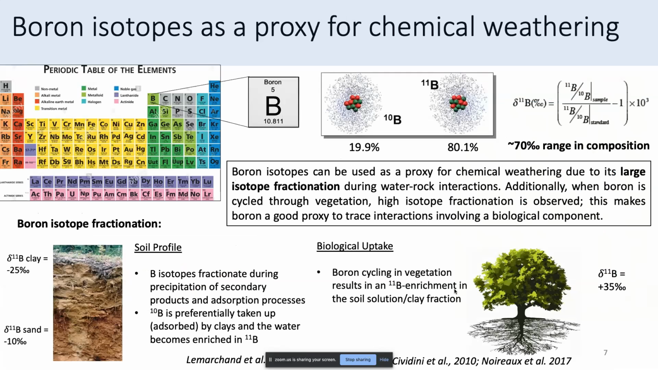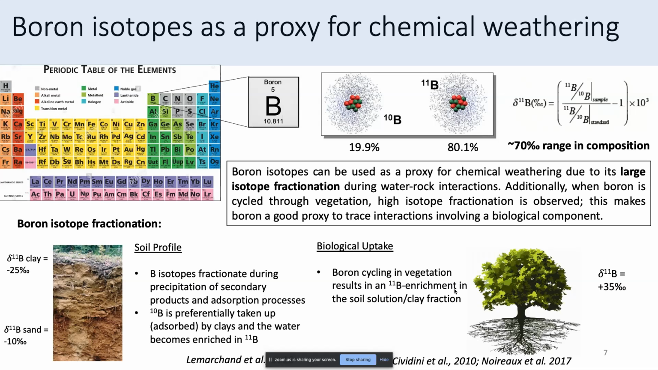So why boron isotopes, right? Boron is the fifth element. Boron comes mostly in minerals. So you'll find it in all sorts of earth minerals, in soil and in sediments. There's a lot of boron. And boron can be used as a proxy for chemical weathering because it has a large isotope fractionation during water-rock interactions. So what does that mean? There are two isotopes of boron. So there's 10 and there's 11. And when water sits in contact with soil or with sediment for a long time, there's preferential isotope fractionation by 10 boron. So in nature, there's a very large range of about 70 per mil.